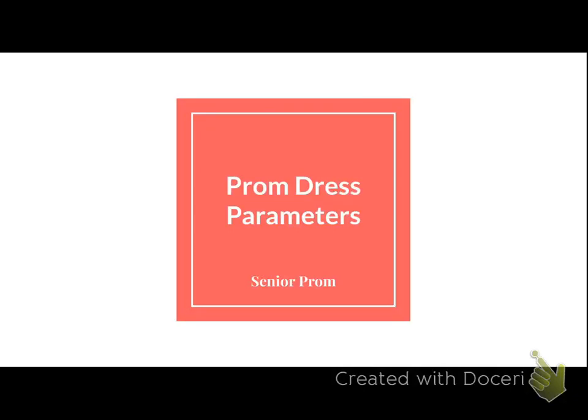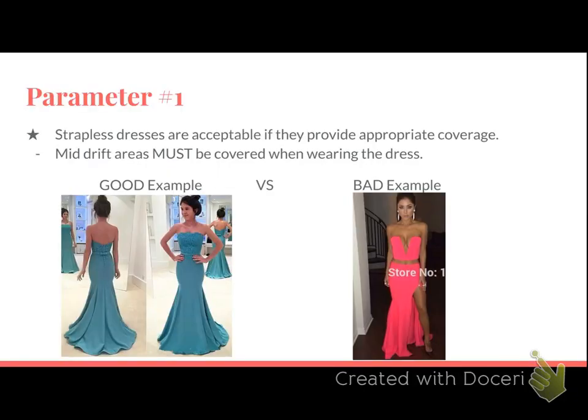Here are the prom dress parameters. Parameter number 1. Strapless dresses are acceptable if they provide appropriate coverage. In other words, your midriff areas must be covered when wearing the dress.